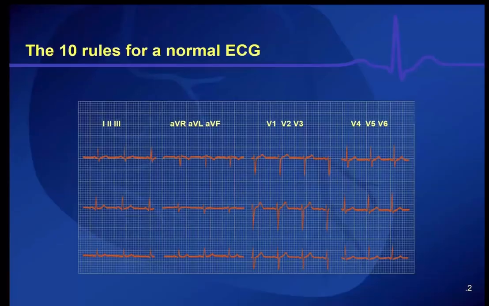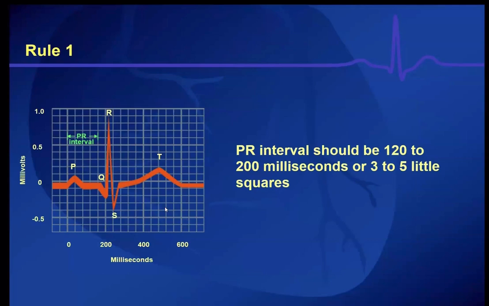We have now given you the 10 rules of a normal ECG. We have the normal ECG in front of us. The first rule is about the PR interval. As we have told you, the PR interval should be 120 to 200 milliseconds. So this is the first rule of the normal ECG.